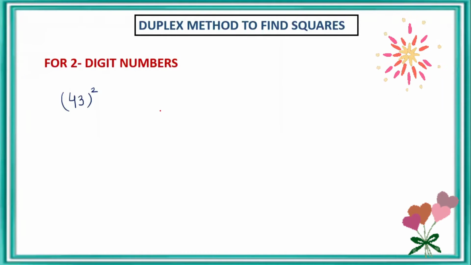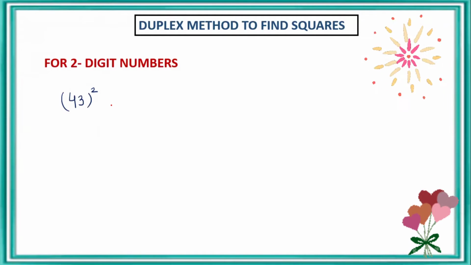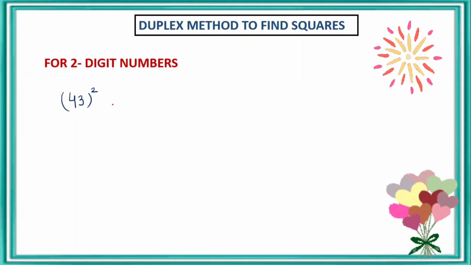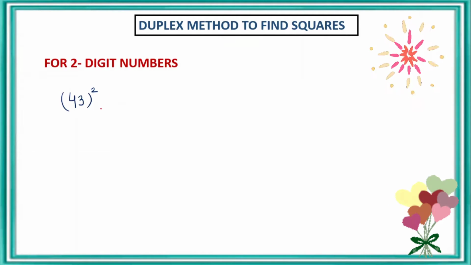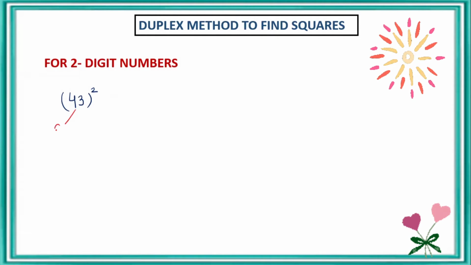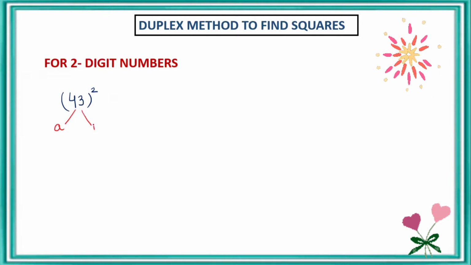Duplex method to find squares. Let's discuss first for two-digit numbers. Suppose you want to find the square of 43. So we will assume this 4 as A and 3 as B.